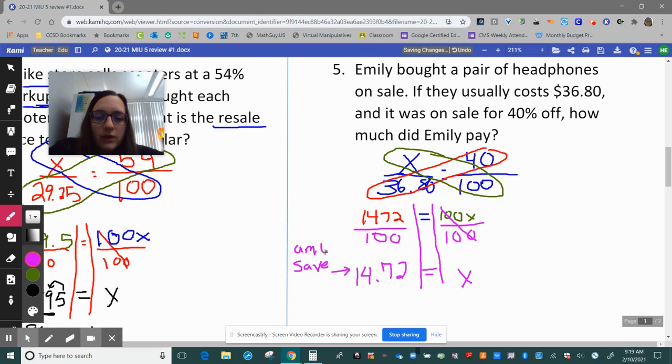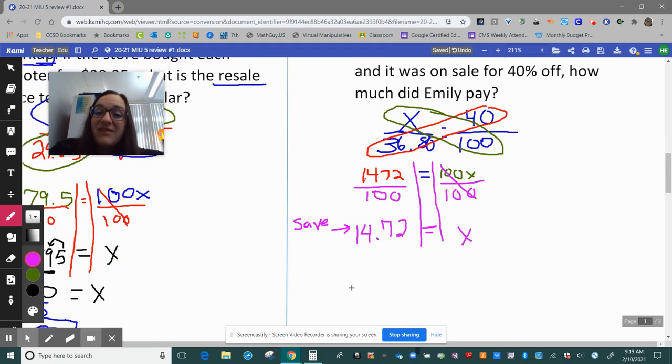That's a weird shortening. Let's just write it. Nah, we'll just leave it. We'll just write save. How much we saved.